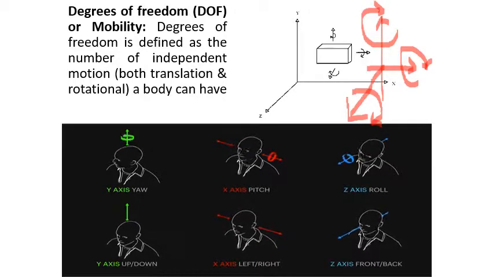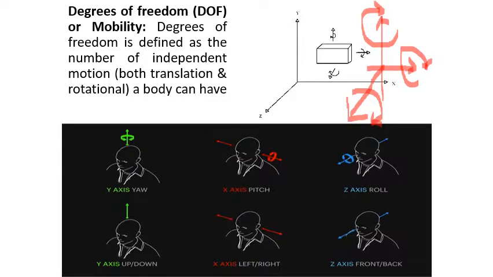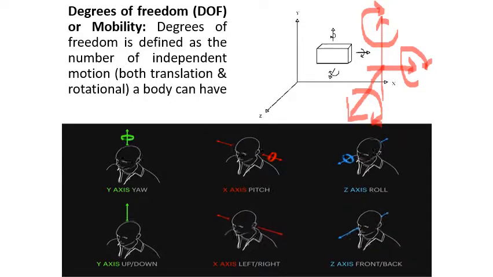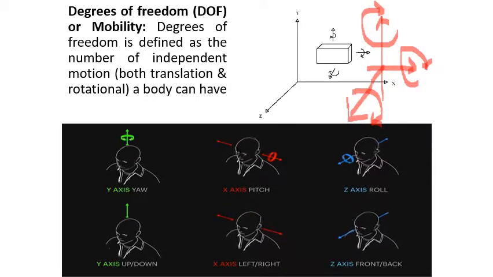Coming to the third case, the human head can be tilted along the z-axis like this. Therefore, it is rotation along the z-axis. The same human head can be moved front and back, so we consider it as sliding motion along the z-axis. Therefore, we can say that the human head has 6 degrees of freedom. So degrees of freedom is nothing but the number of independent motions a body can have.